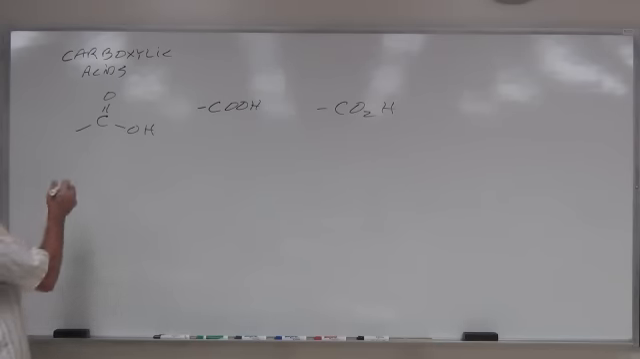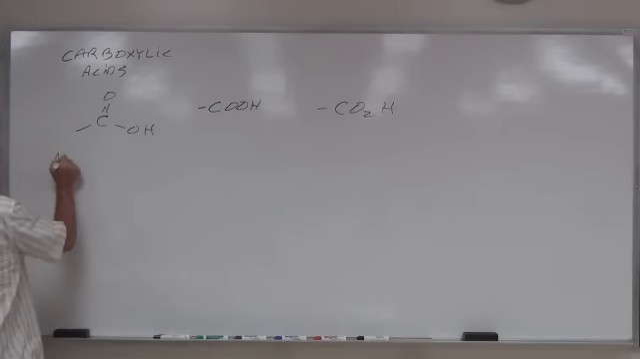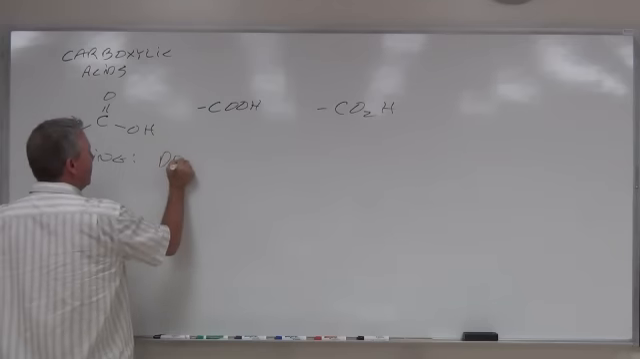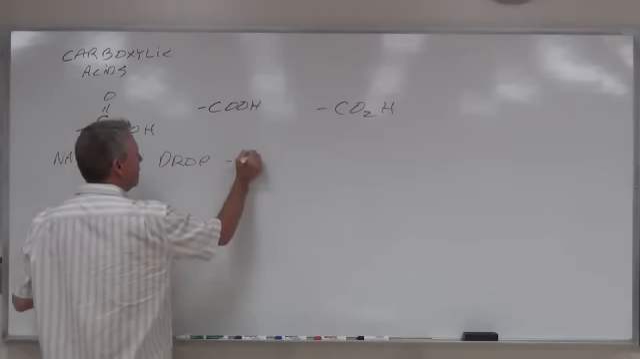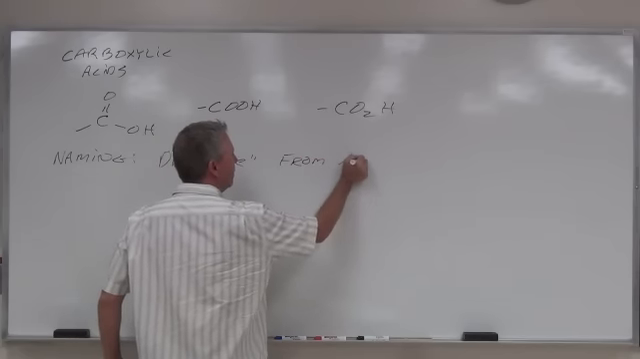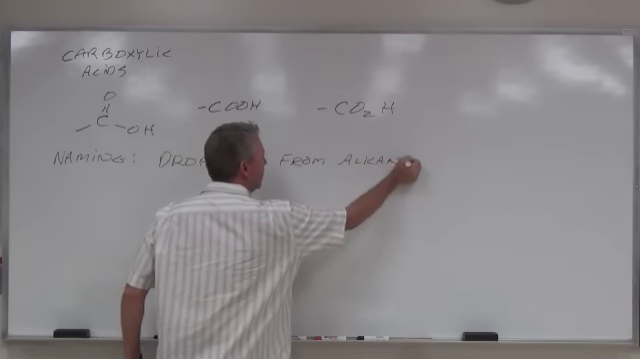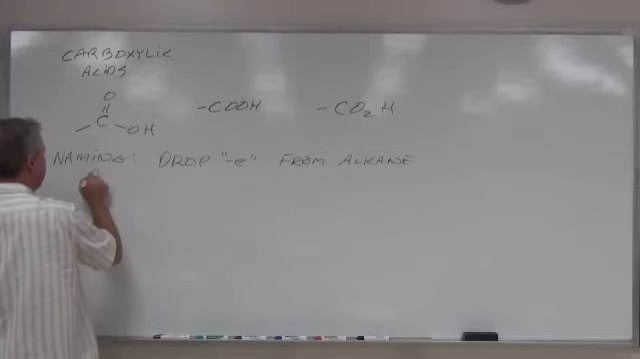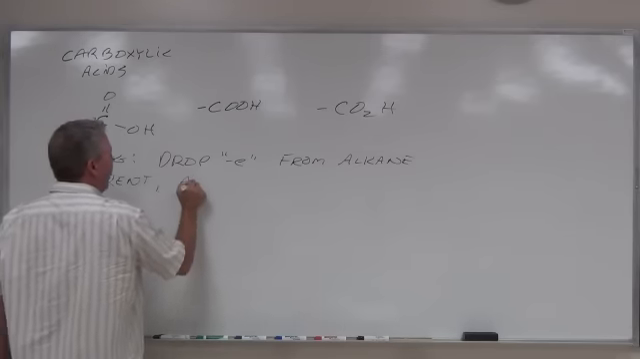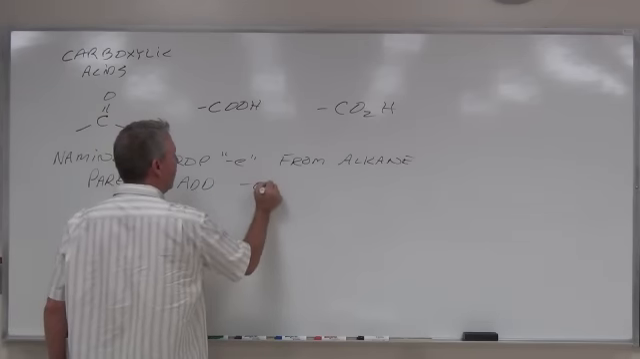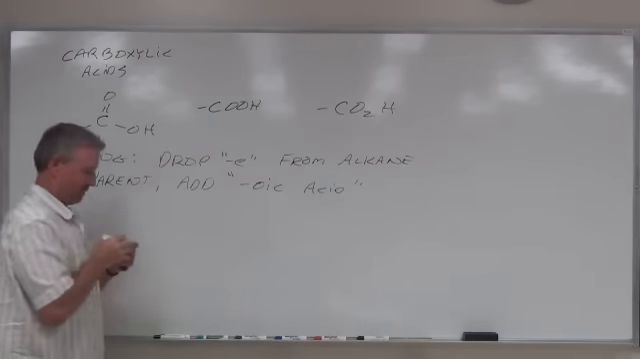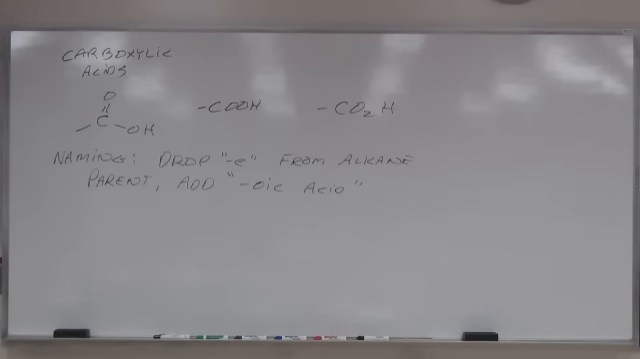When we name the carboxylic acids, we're going to drop the E from the alkane parent name, and we're going to add OIC and the word acid.